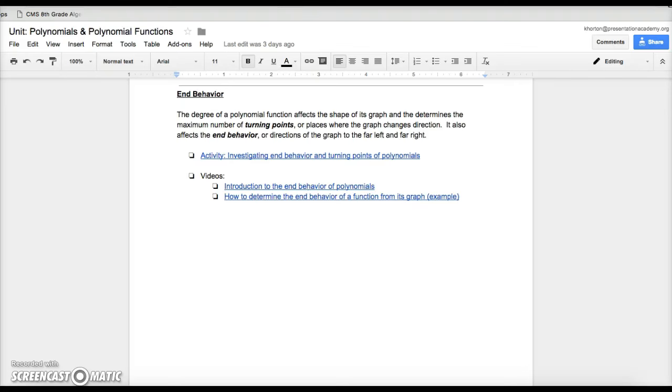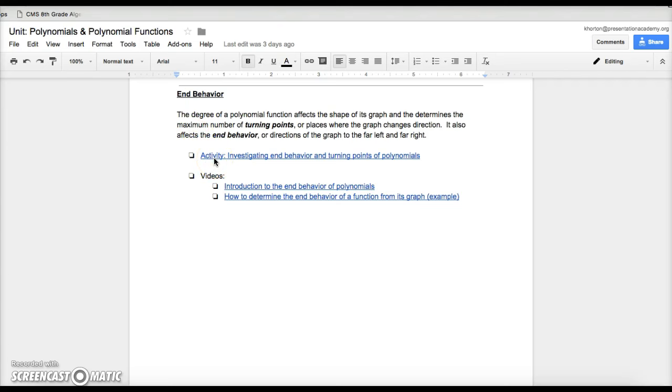Today we're going to look at the end behavior of polynomial functions. So what you need to do is open up the Google Doc that is our unit agenda and go to the section labeled end behavior. And here is a link to Desmos for an activity that you're going to be doing today.